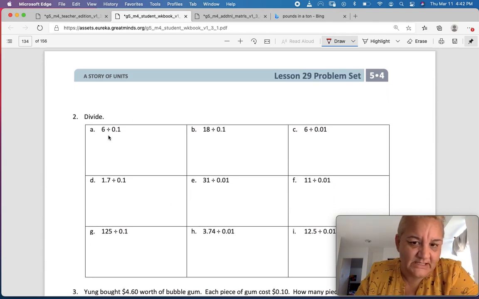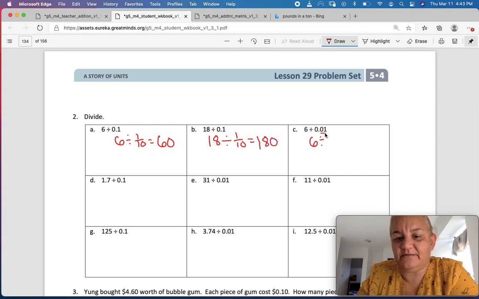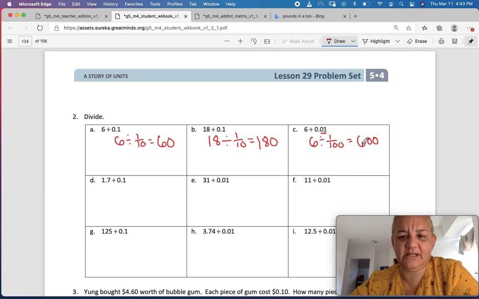So now we're just going to divide. 6 divided by 1/10. Well, how many tenths are in 6 wholes? 60, right? 18 divided by 1/10. Well, how many tenths fit into 18 wholes? 180. Okay. Now be careful. This is 1/100th. Okay, so 1/100th would go into 6 wholes 600 times. All right, you're with me right now, I think.